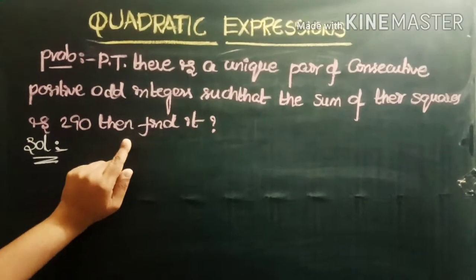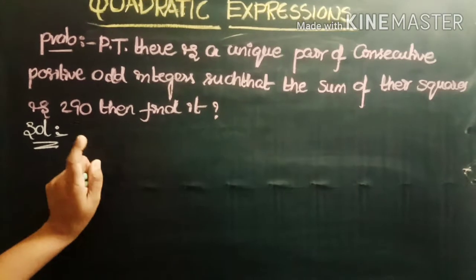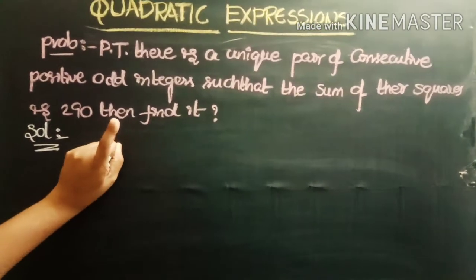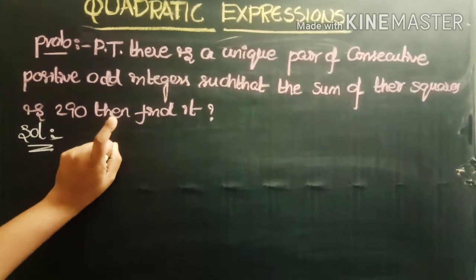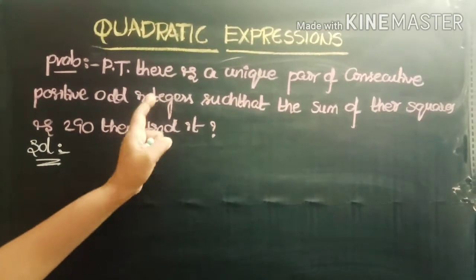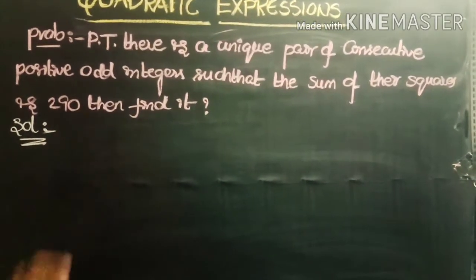Next problem, prove that there is a unique pair of consecutive positive odd integers such that the sum of their squares is 290, then find it. Prove that there is a unique pair of consecutive positive odd integers. Now we want to show that a pair of consecutive positive odd integers exists such that the sum of the squares is equals to 290.